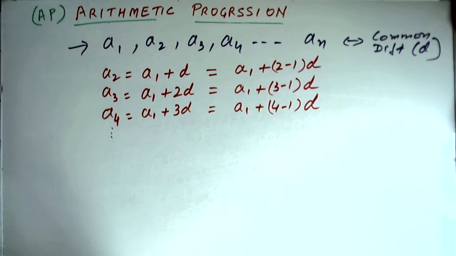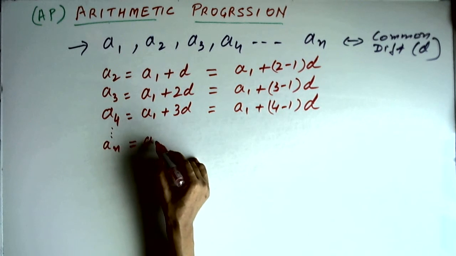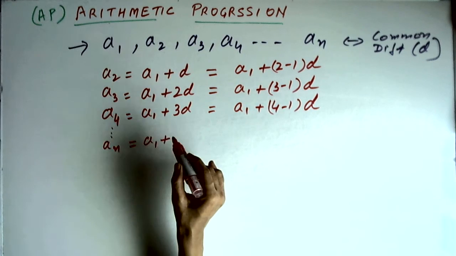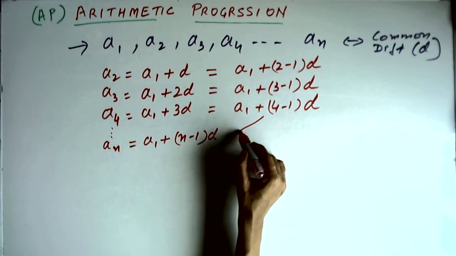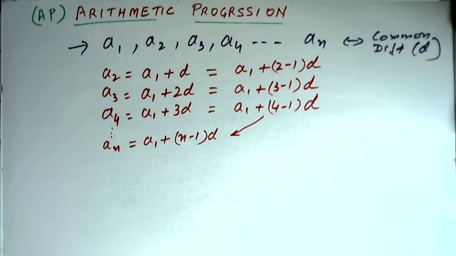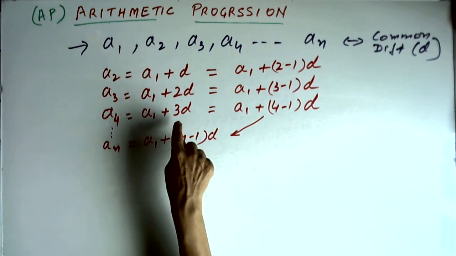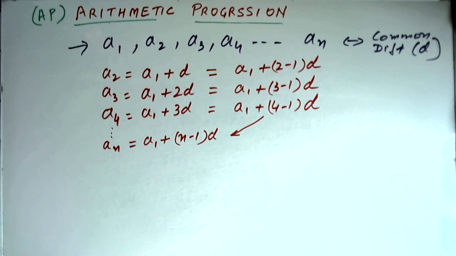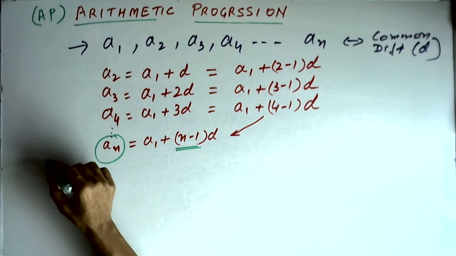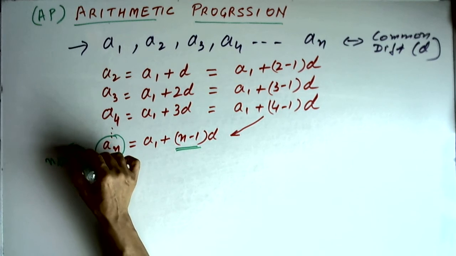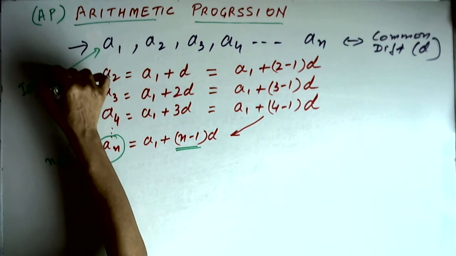Similarly, we will go on with the fifth term, sixth term, and finally we can also write AN as equal to A1 plus (N minus 1) D. So when it is 4, we have to subtract 1. That is why 4 minus 1, we get 3D. So if it is N, then we subtract 1 and get N minus 1. So we can get the nth term like this. This is called the nth term, and this is the first term.